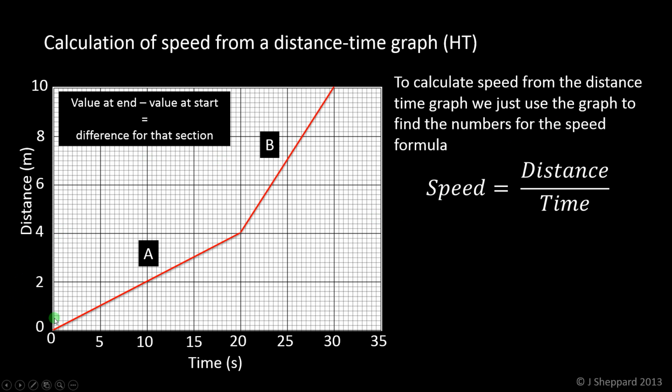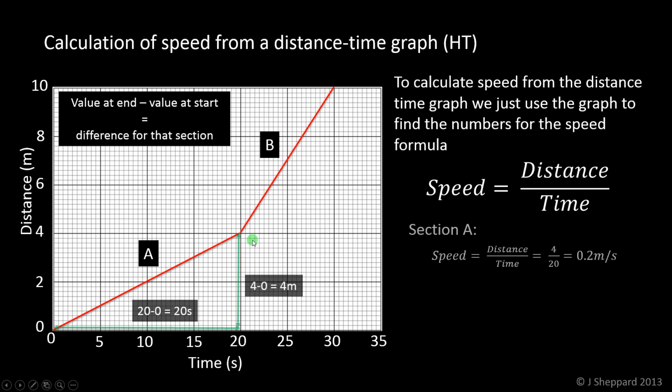So if we look at a fairly simple distance time graph over here on the left hand side, we have two sections A and B. And all we need to do to calculate the speed is to get the numbers from the graph to stick into the formula. So I'll show you this for a few examples, and then you can try and do one for yourself. So section A over here, well, the speed is distance divided by time. Section A lasts 20 seconds, this straight line section here. If we look, the little green arrow on the bottom here indicates that we've gone from 0 to 20.